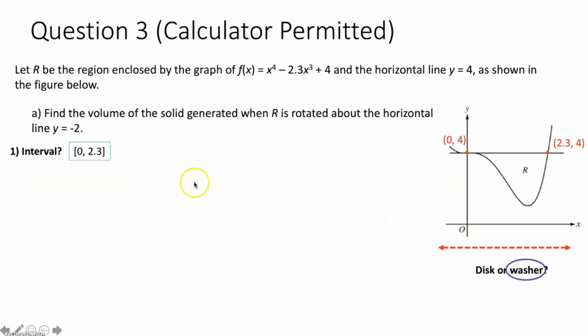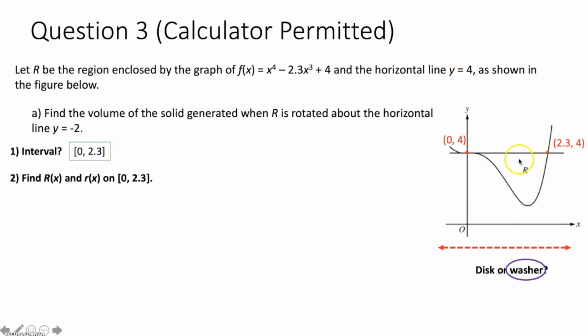Now that we have our interval, we just need to figure out how do we set up the washer method. Well, to set up the washer method, remember we have two separate radii. We have our outer radius and we have our inner radius, and we need to figure out what each of those are equal to. The outer radius is going to be the distance from your axis of revolution to whichever function is farthest away from your axis of revolution, which in this case would be y is equal to 4.